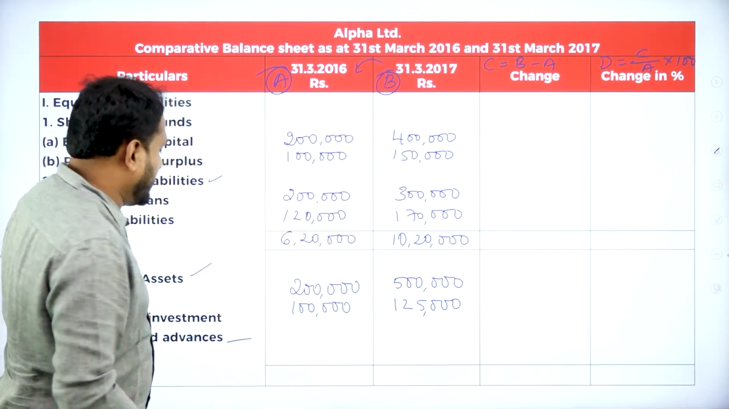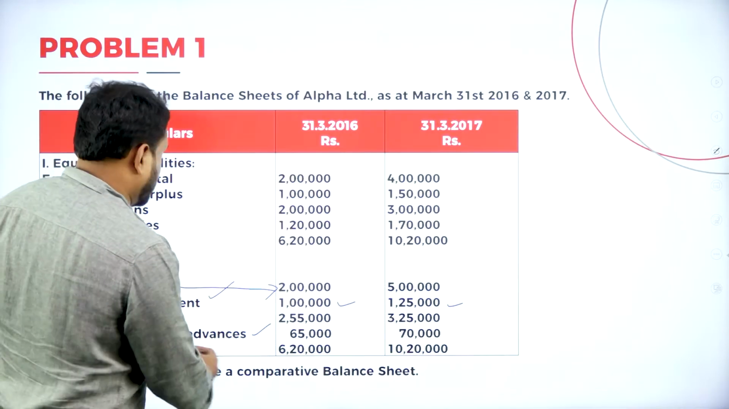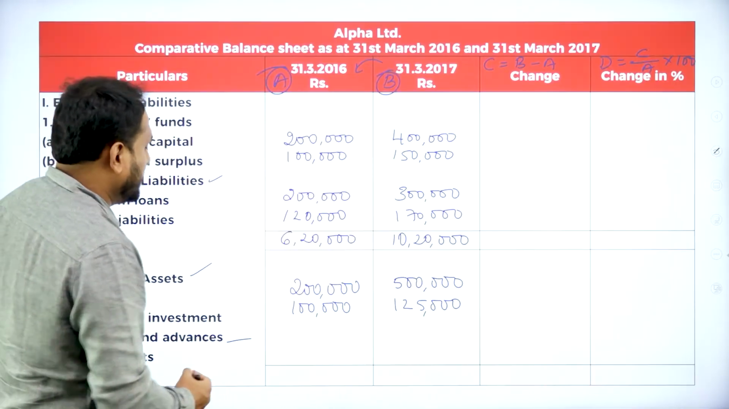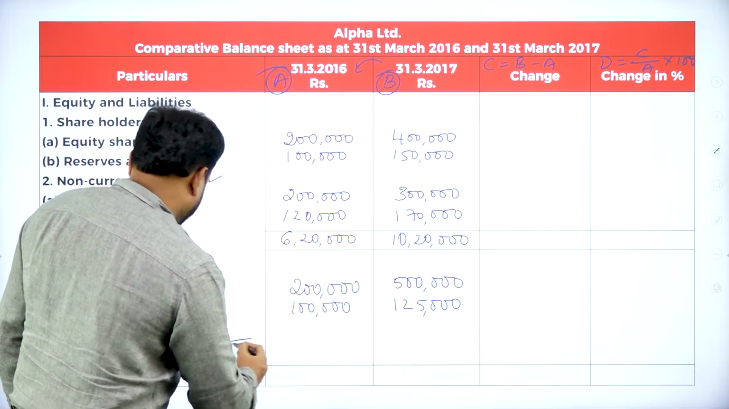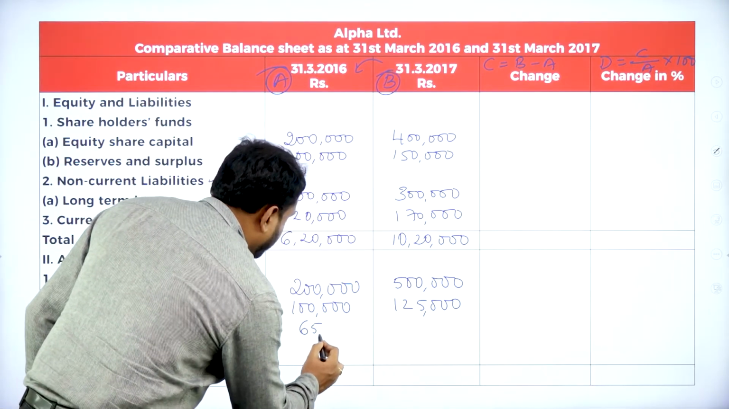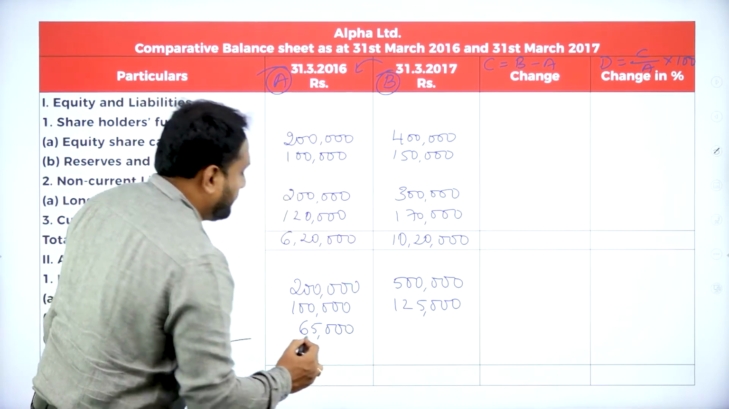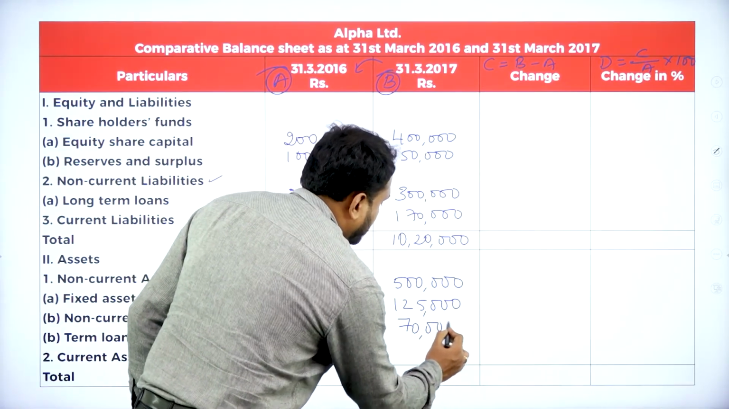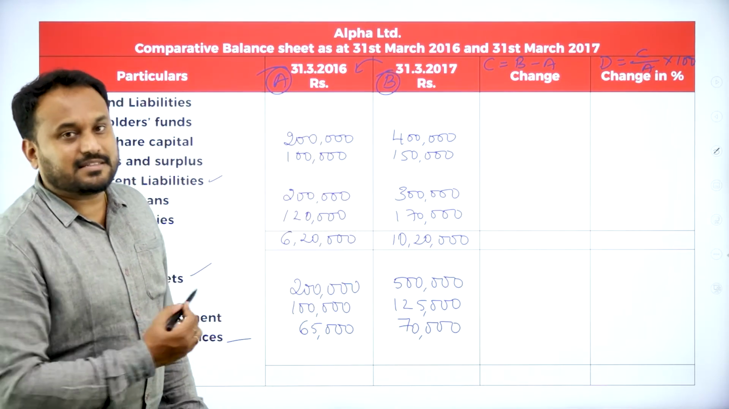The term loan, let's go with the term loan here. Term loan is how much here? 65,000 and 70,000. So we'll write here 65,000 for term loan, and one more is 70,000. So we'll write here 70,000. So easy here, 65 and 70.